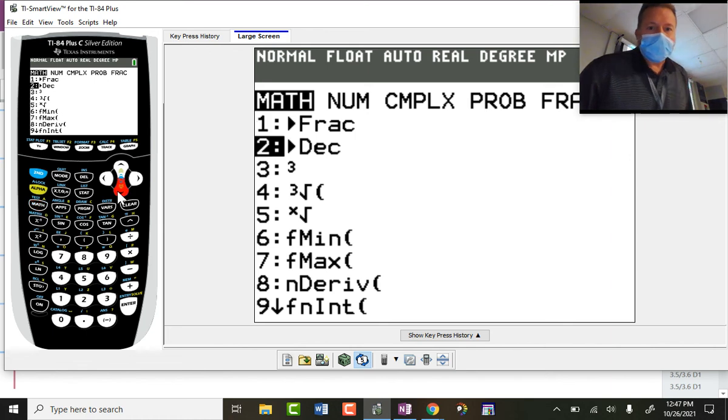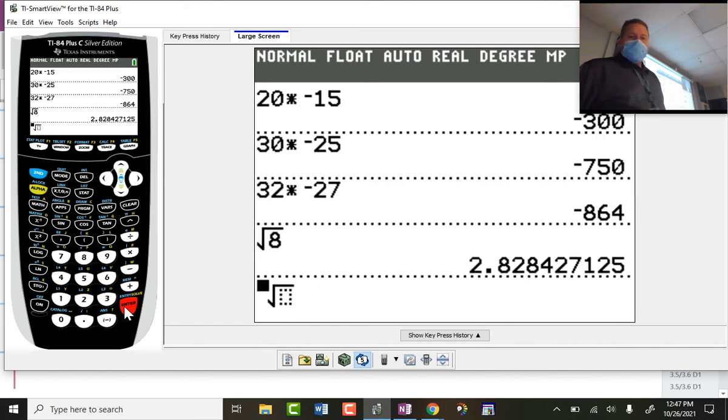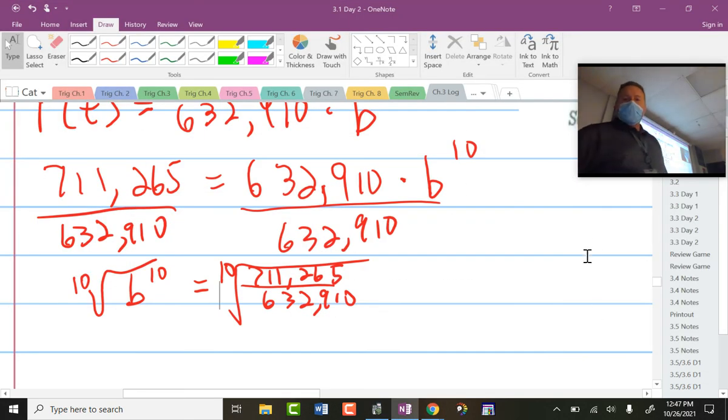Here's the X root button right here. There it is. I knew it. See it? So when you access that, if I'm on the main screen, and then you put 10 there, and there's the 10th root of that fraction. So that's how you evaluate that. And that's all I care to show you. You can take care of it from there.